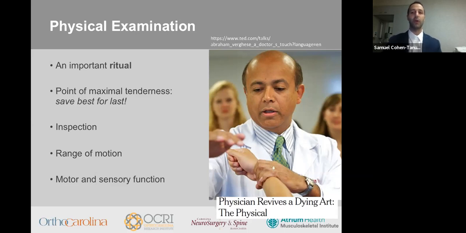Now, before you start, always ask the patient to show you the precise point of maximal pain, if possible, and save that for last. Otherwise, after pressing on that spot, everything else will probably hurt the patient and they won't be as cooperative. In the interest of time, I'll be quite brief in the bread and butter part of the exam with inspection, range of motion, motor and sensory or neurologic function.